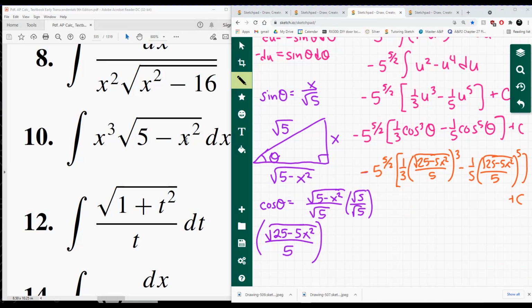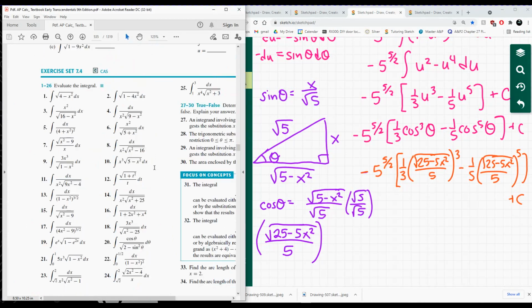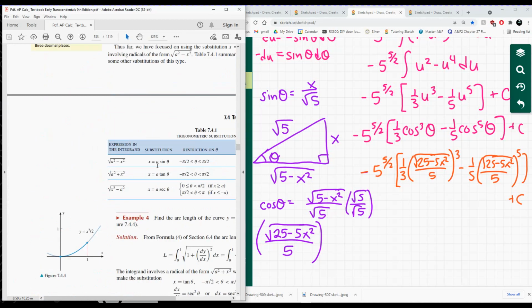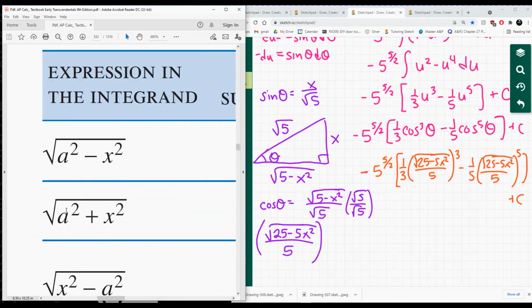So to recap, anytime the x squared term is being subtracted from another term and we can't do the simple u substitution, then we have to let x equal the square root of that number times sine theta. The next set of problems that we see is going to be the case when you have two squares that are added under a radical.